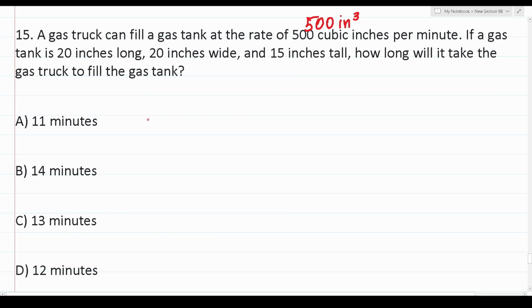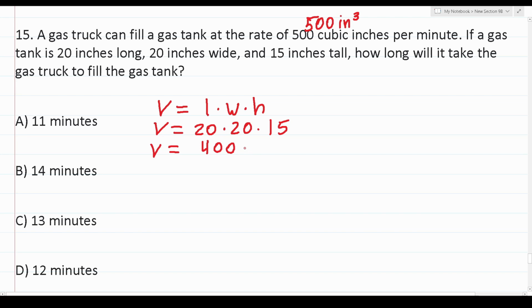And how do you find the volume of a rectangular prism? That's volume equals length times width times height. And we have all those values. We have 20 for length, 20 for width, and a height of 15. So let's go ahead and multiply these things together. 20 times 20, you should know, is 400. Again, you have to use mental math to work through this test quickly and accurately. And then we have 400 times 15.